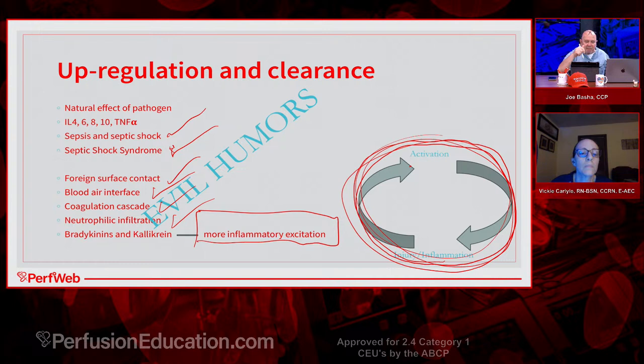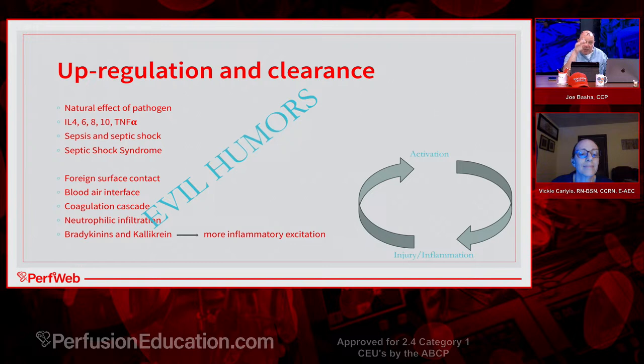I refer to all of these things as evil humors. And I would suggest that you all do too, because there's good interleukins, there's bad interleukins, there's pro-inflammatory mediators, there's anti-inflammatory mediators. You can really get stuck on all of this stuff. So my solution is to call everything bad an evil humor. If you find that humorous, you could let me know.